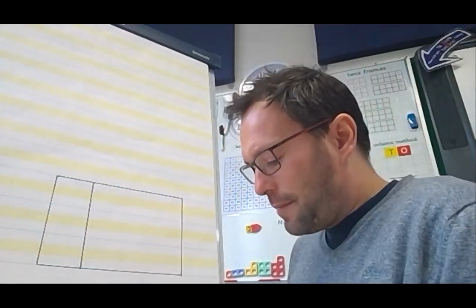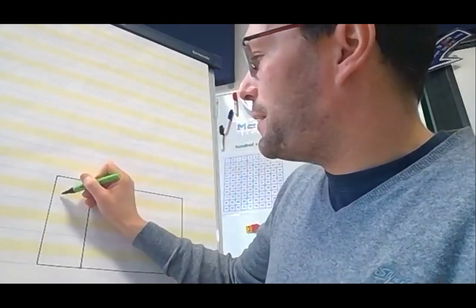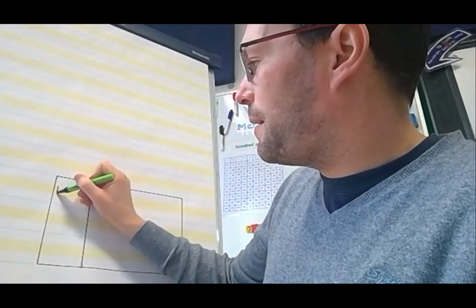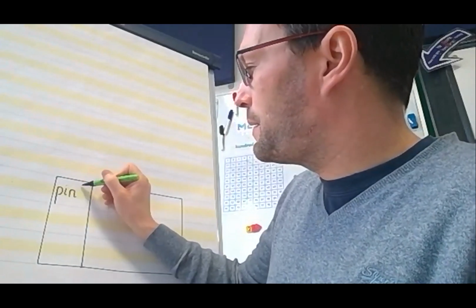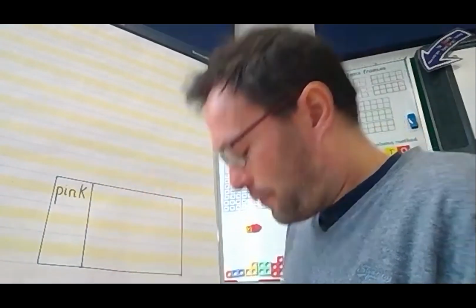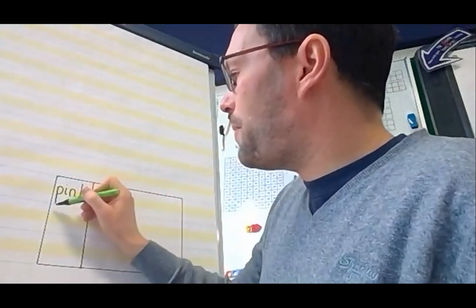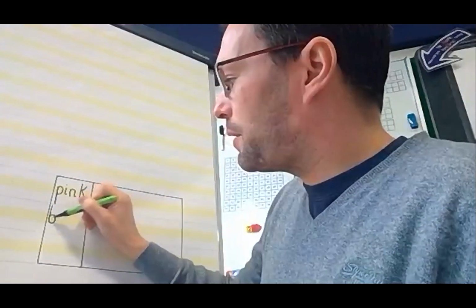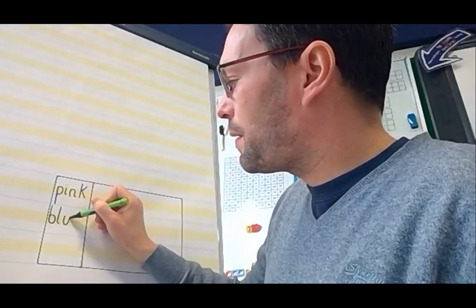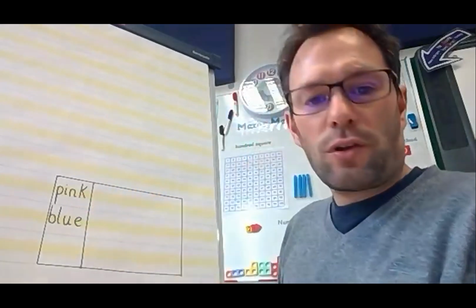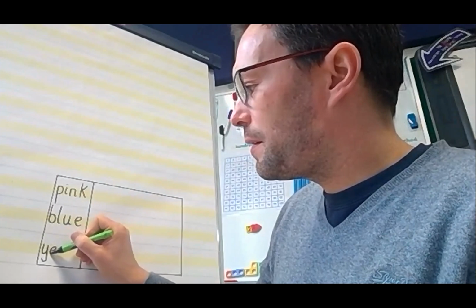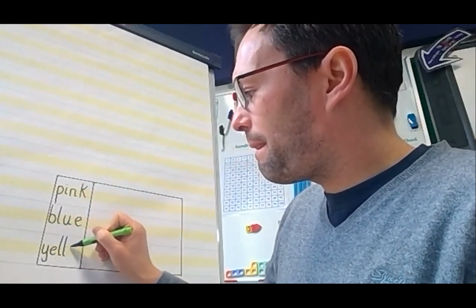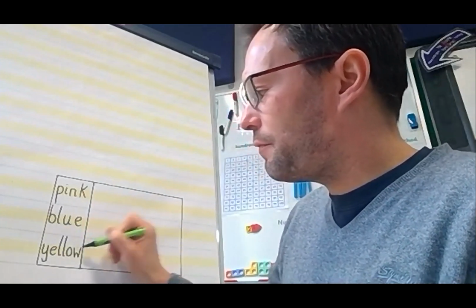Now, I did say in my bag I got some pink pencils, so I'm going to write here pink, and I've also got some blue pencils, so here I will write blue, and I've also got some yellow pencils, so here we're going to write yellow, like that, just enough room.